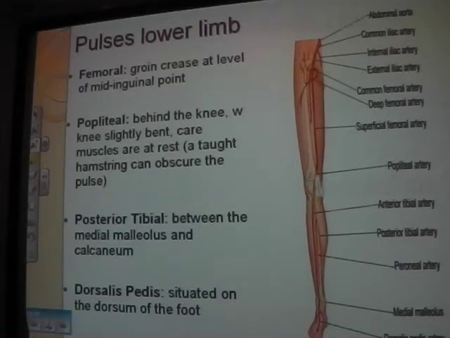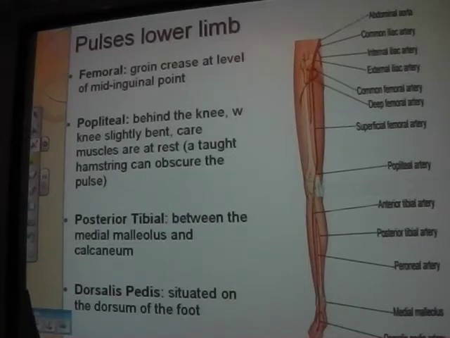The posterior tibial artery is between your medial malleolus and your calcaneus. So that's one of the answers to the questions earlier on. The best way to find it is to find the medial malleolus, go posterior to it, and you'll be able to feel it there. So that's your main landmark.